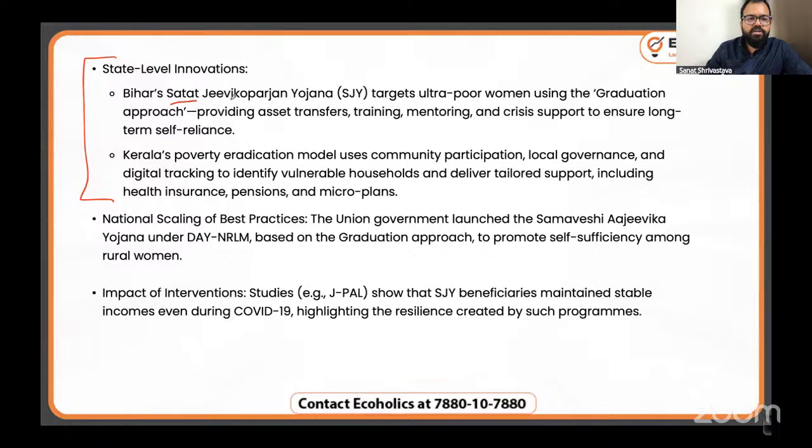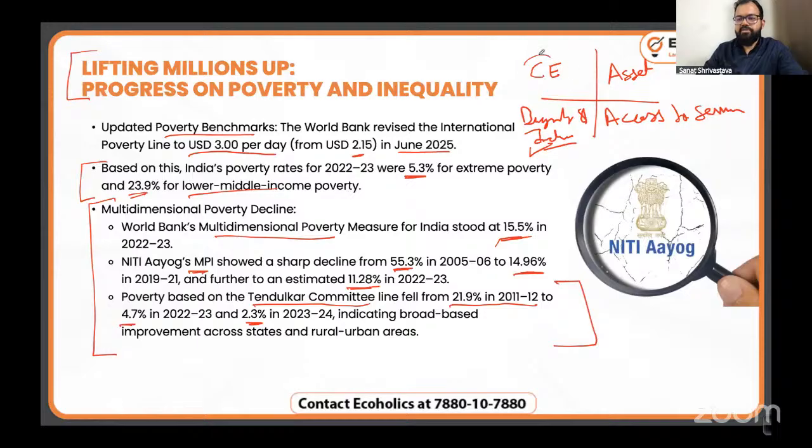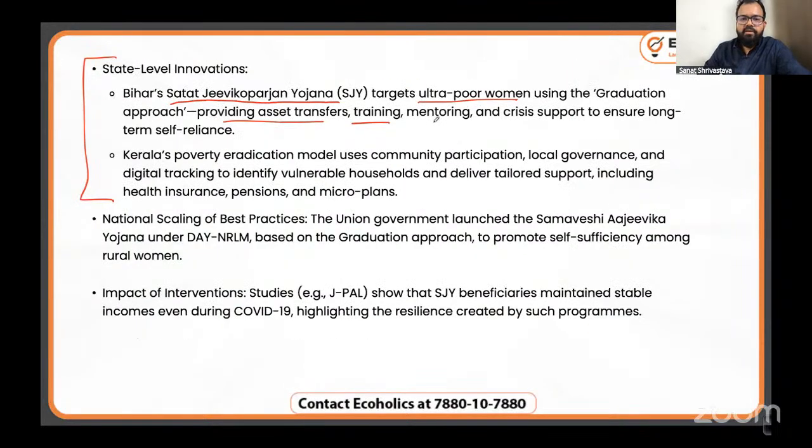जीविकोपार्जन योजना सतत जीविकोपार्जन योजना targets ultra poor women using graduation approach, providing asset transfers, capability enhancement. Okay, Muskan, CE was capability enhancement in the previous slide. Muskan is asking what's the meaning of CE. It's capability enhancement. Mentoring, crisis support to ensure long-term self-reliance.